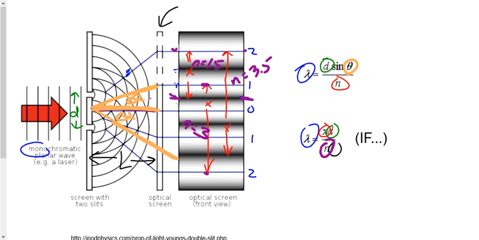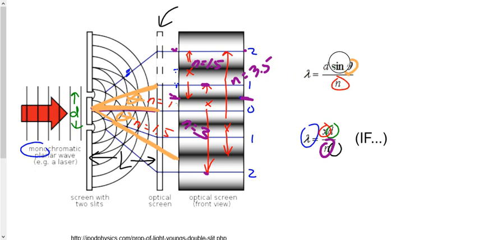What would n be right here? From 0 to 1, n is 1. From 0 to 1.5, n is 1.5. Okay, make some sense? Okay, let's take a look at these two equations now that we know what each of the variables means.